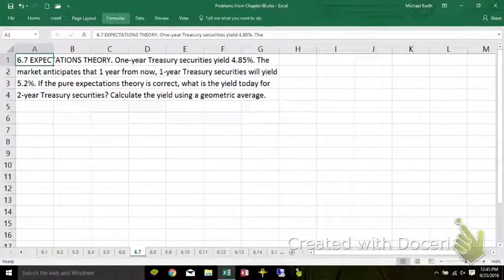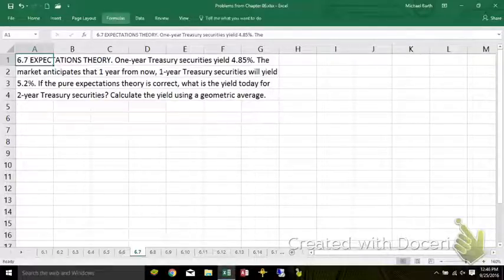All right, so expectations theory basically holds that the term structure of interest rates can show you what future expectations are about the change in interest rate. Here we're looking at a one-year Treasury security yielding 4.85%, and the market anticipates that 1 year from now, one-year Treasury securities will yield 4.2%. If pure expectations theory is correct, then what's the yield today for a 2-year Treasury security?